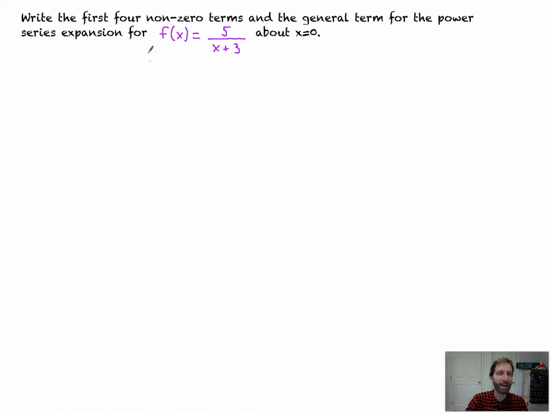Oh, it's beautiful. Okay, let's do one more before we shut this video down. Write the first 4 non-zero terms and the general term for the power series expansion for f of x equals 5 over x plus 3 about x equal to 0.